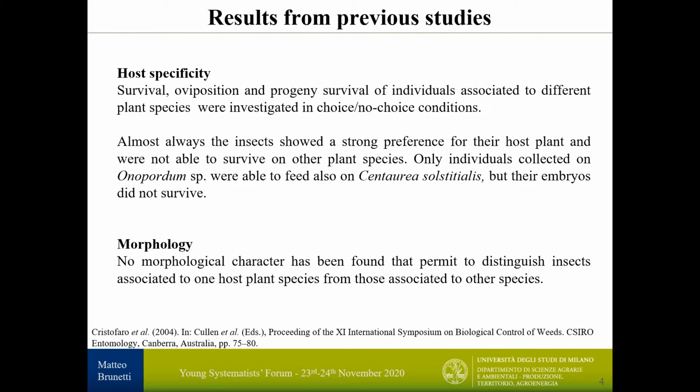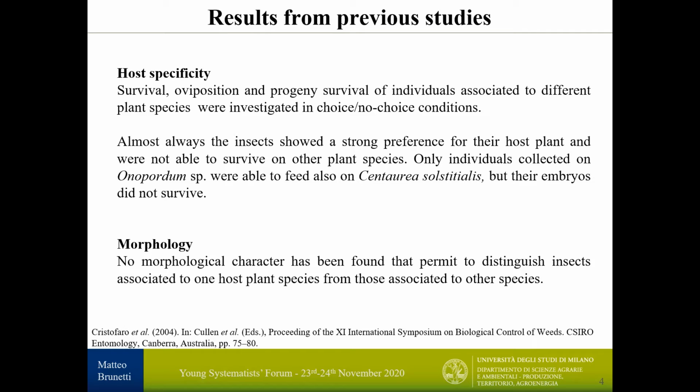Previous studies tested the specificity of the association of Psylliodes chalcomera with the host plant, and they performed choice and no-choice experiments with individuals collected on different host plants, on those three specifically. The results show a strong specificity for the host plant in almost all the cases, while only individuals collected on Onopordum were able to feed also on Centaurea solstitialis, but their embryos did not survive.